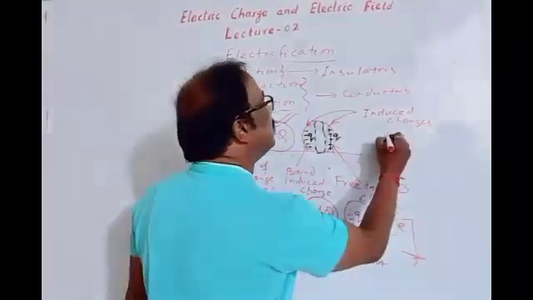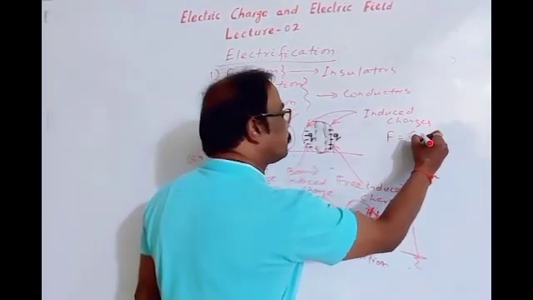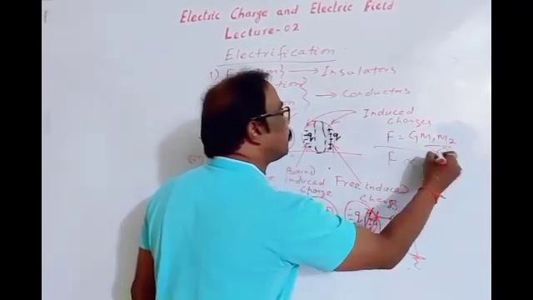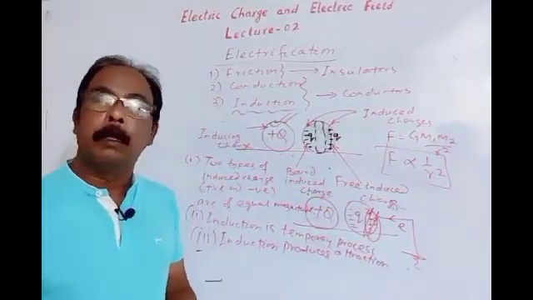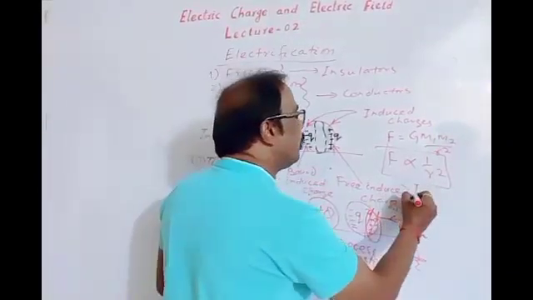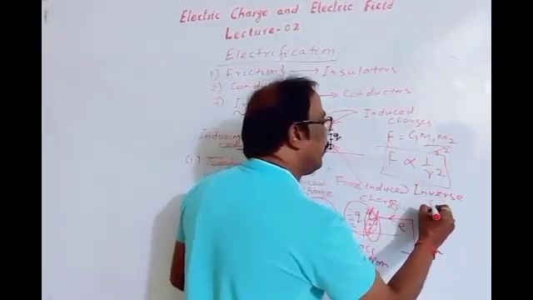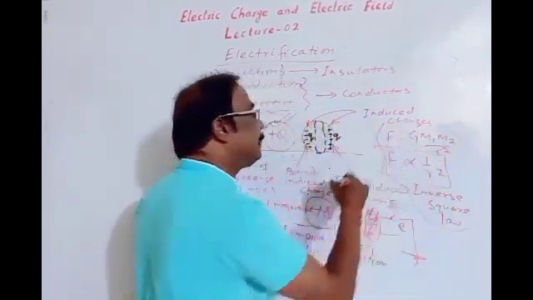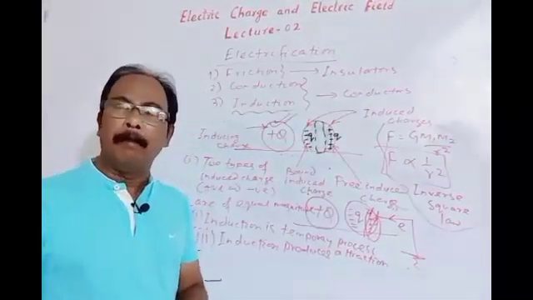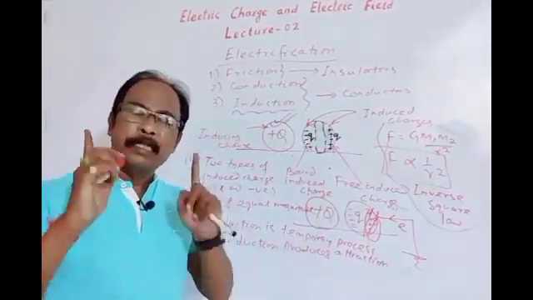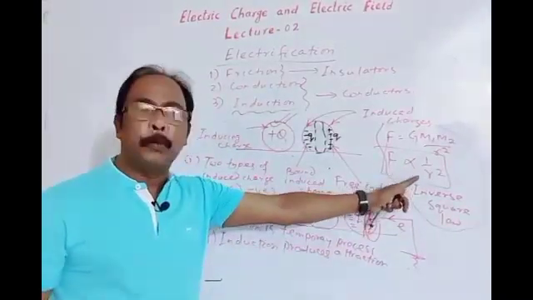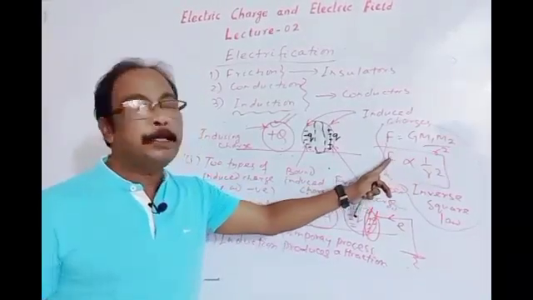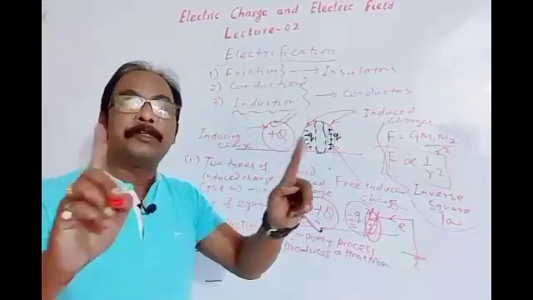How? See students, you know gravitational force G m1 m2 by r square. So gravitational force is inversely proportional to square of distance between the masses. So this is called as inverse square law. So gravitational force obeys inverse square law. Similarly, the force between the charges, means electrostatic force, also obeys inverse square law. It means if distance between the charges is less, then magnitude of force will be more and vice versa.